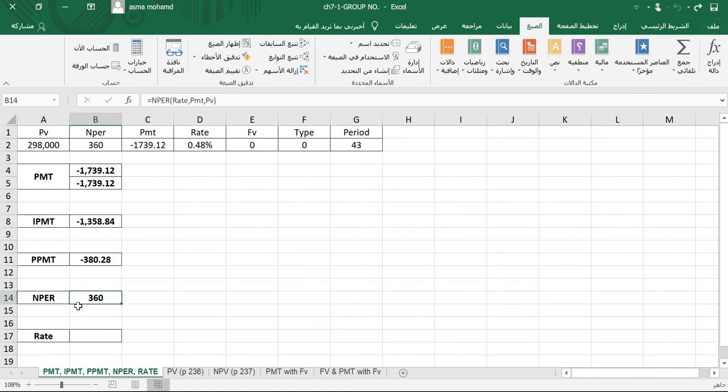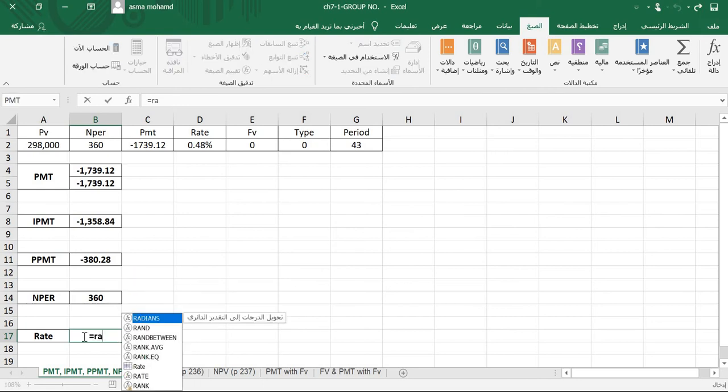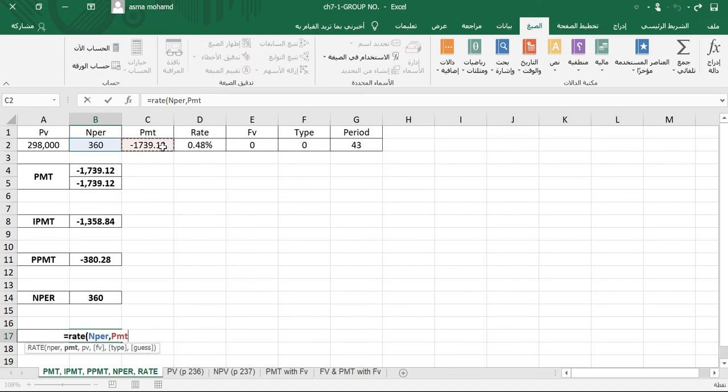The same case in the number of periods is applied for the rate. The rate will calculate how much interest rate we are paying, and this is by knowing how long we're going to pay for the loan, how much our monthly payment is, and how much the loan is. Make sure that the loan has a different sign than the payment: if the loan is positive, the payment is negative, and vice versa.